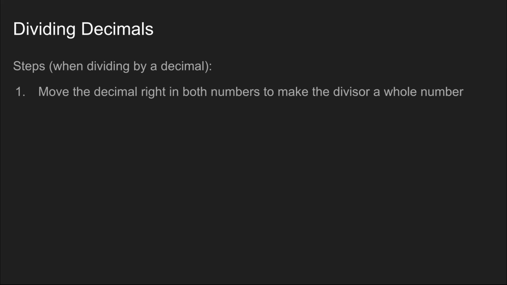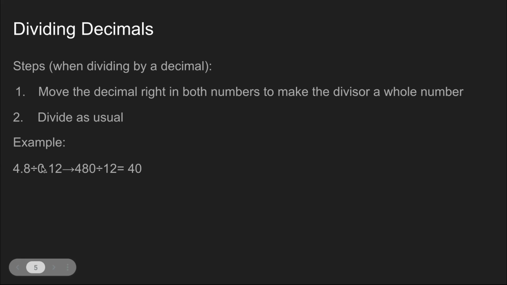Now let's go to dividing decimals. The steps when dividing by a decimal: number 1, you're going to move the decimal right in both numbers to make the divisor a whole number. Same thing like multiplication, you want to make it a whole number. Number 2, just divide. Now, example. We have 4.8 divided by 0.12.